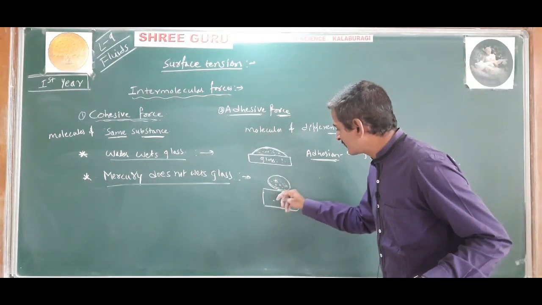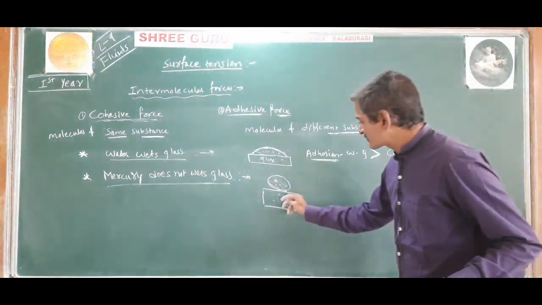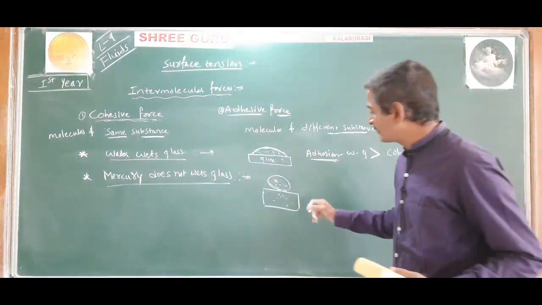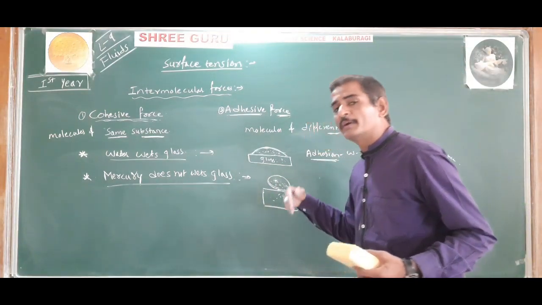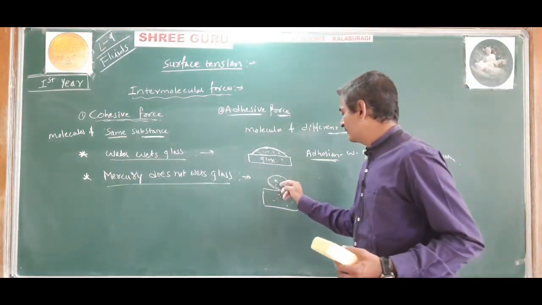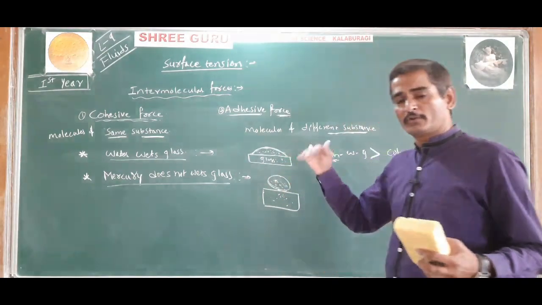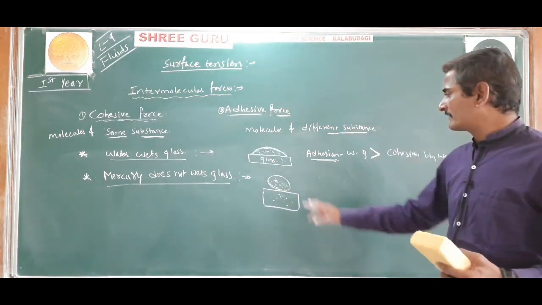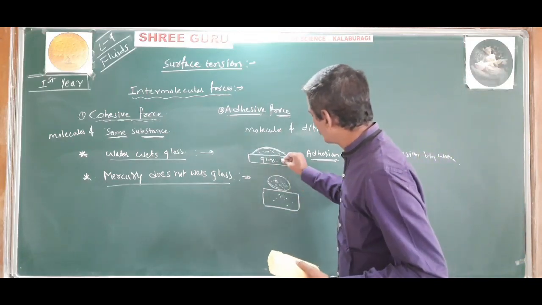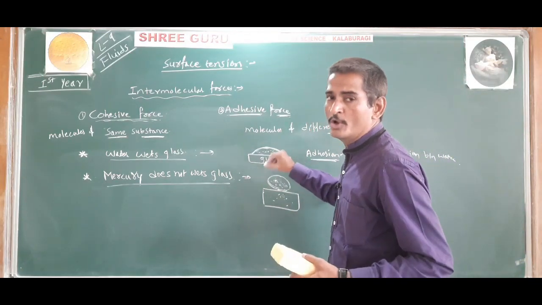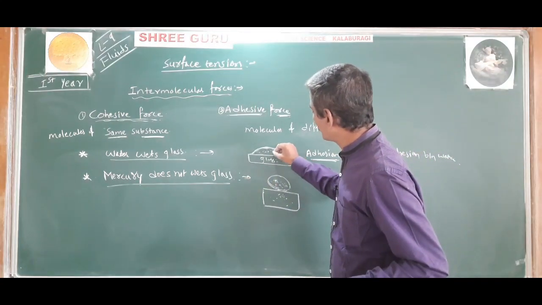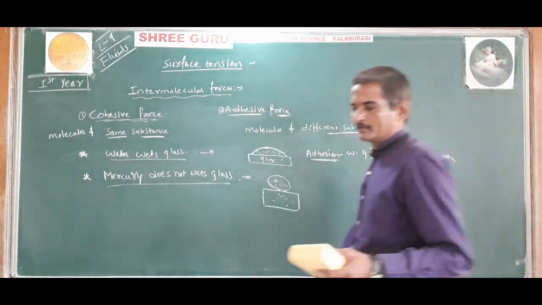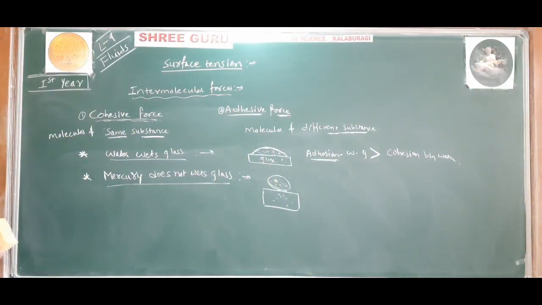compared to the attraction of the glass to the mercury molecule. The attraction of the glass molecule to the mercury molecule will be weaker compared to the attraction of the mercury molecule to mercury. Understood? So the attraction force between mercury molecules will be stronger compared to the attraction between the glass and mercury. Whereas in the case of water and glass, the force of attraction between the glass molecule and water molecule will be more compared to the force of attraction between two water molecules. Hence, the water will wet the glass surface. Understood? So this can be explained like this.